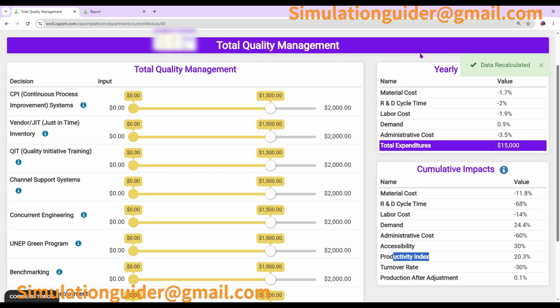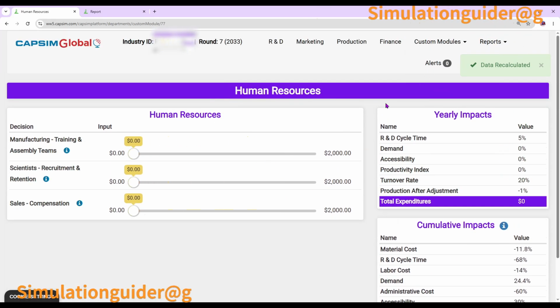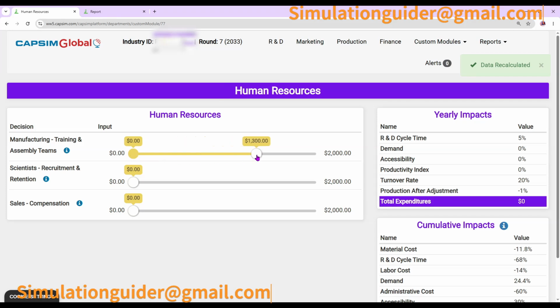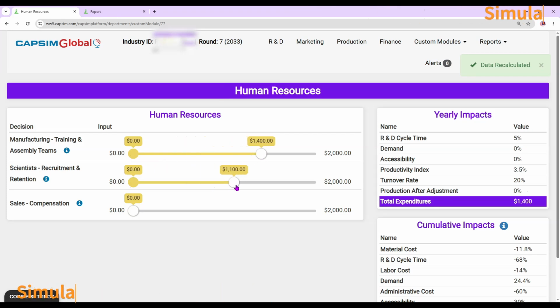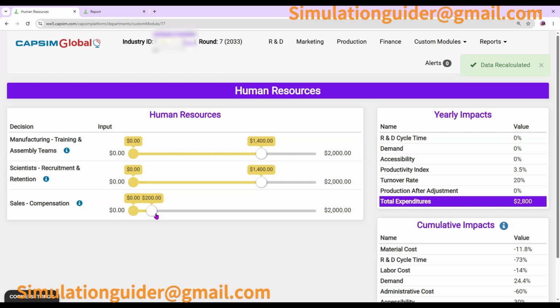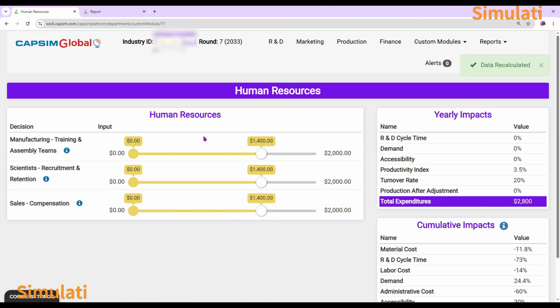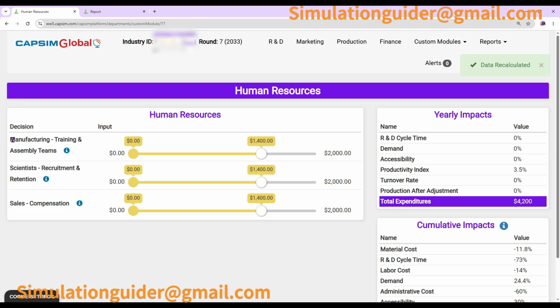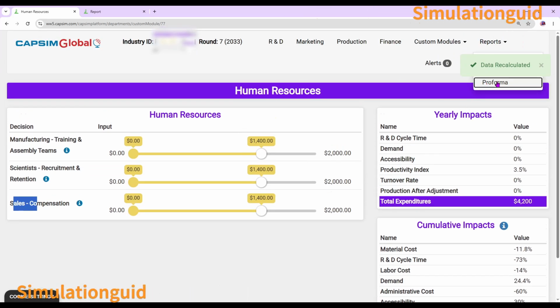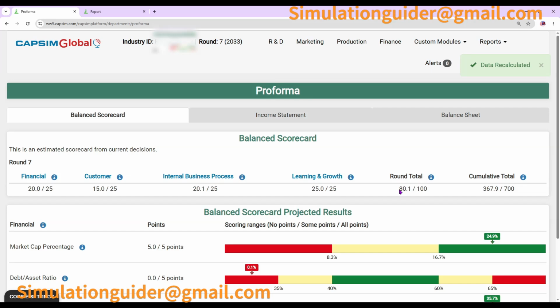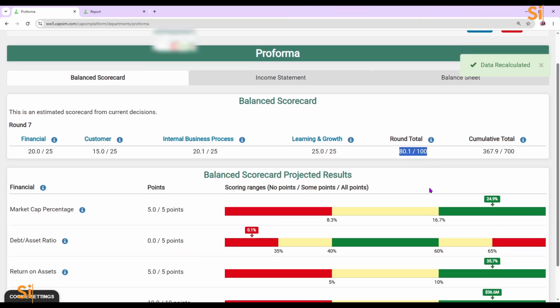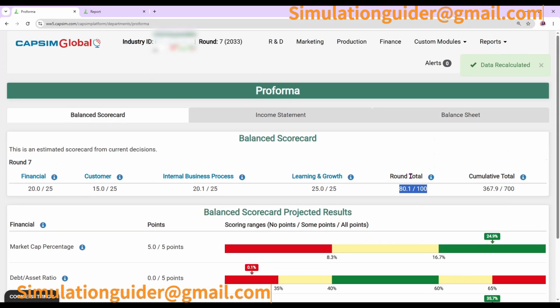Next on, under the custom modules, is the human resource, of which I'll just invest around 1400 each, and this will help in our workers. So you can see manufacturing and training, scientists, that's recruitment and retention, and also compensation for the workers. So I'll just invest 1,400 each. And if we check out our pro forma, you can see that our score is 80.1 out of 100, which is a very, very good score in the simulation. So we're not going to change anything at the moment.